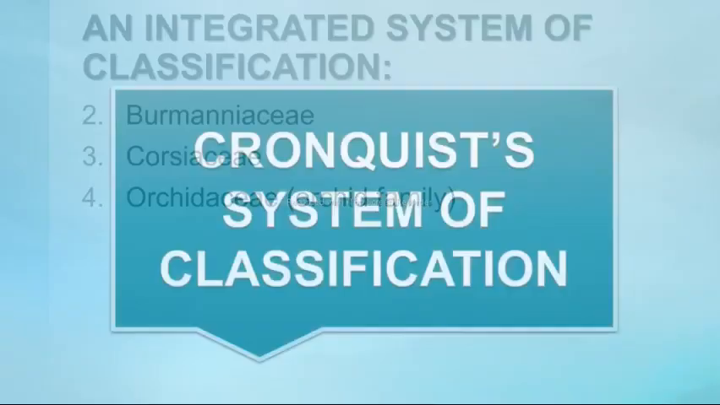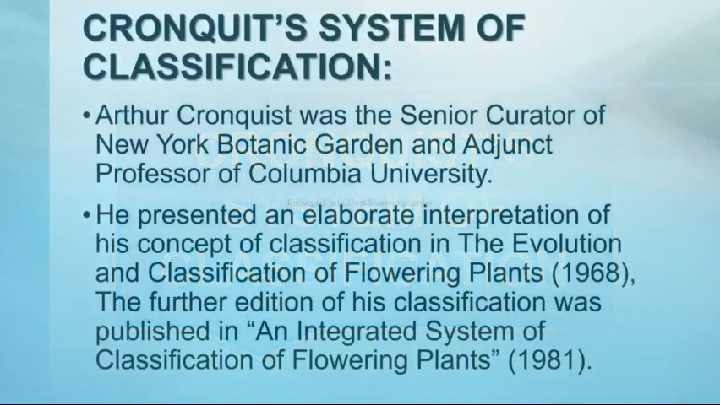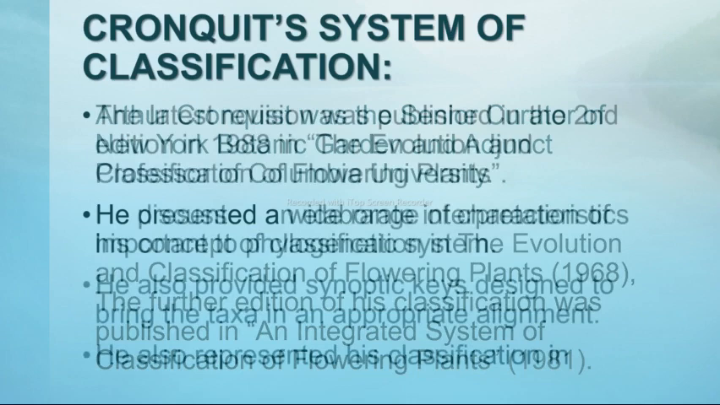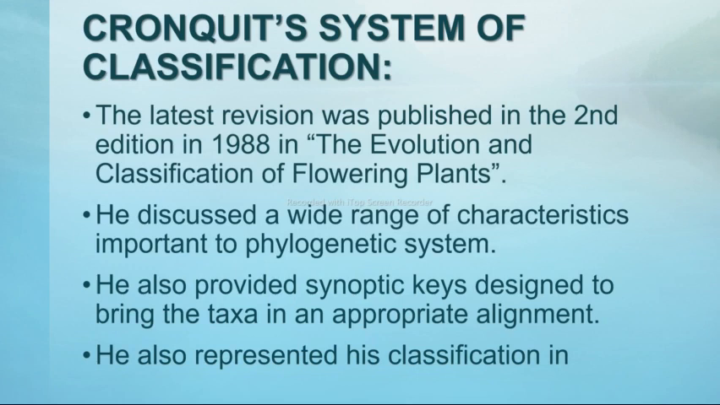Next, I'm going to discuss the Cronquist system of classification. Arthur Cronquist was the senior curator of the New York Botanical Garden and adjunct professor of Columbia University. He presented an elaborate interpretation of his concept of classification in The Evolution and Classification of Flowering Plants, 1968. A further edition was published in An Integrated System of Classification of Flowering Plants in 1981. The latest revision was published in the second edition in 1988 in The Evolution and Classification of Flowering Plants.